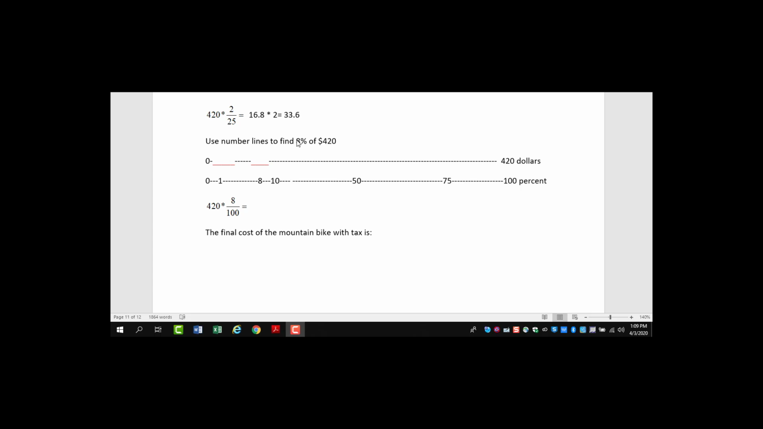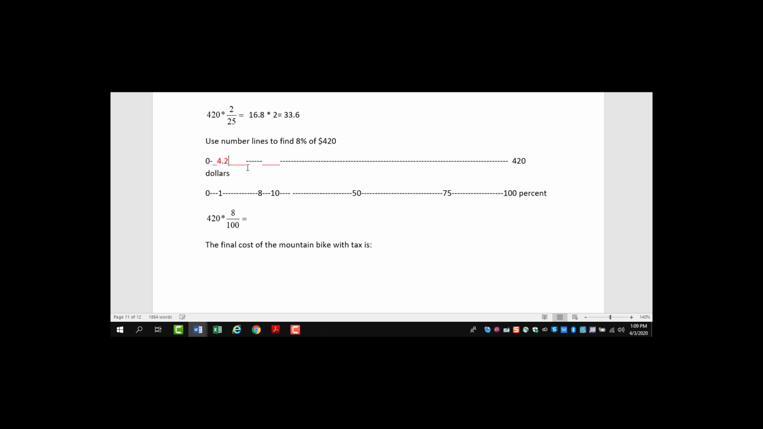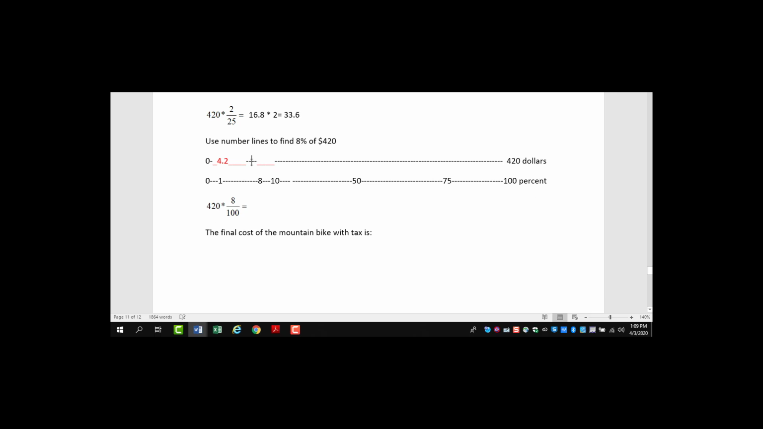Now I'm going to use number lines to find 8% of 420. I'm going to get the same number here. Watch how this works. So I have $420. I divide it by 100. And I'm going to get 4.2. You probably can do that in your head, right? 420 divided by 100 is 4.2 times 8 is 33.6.